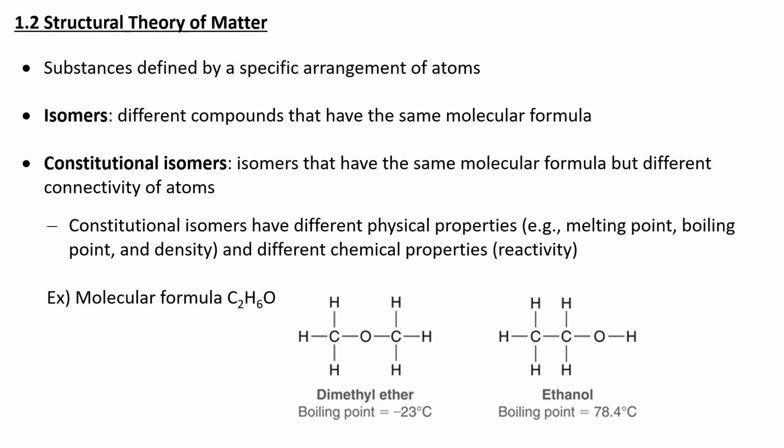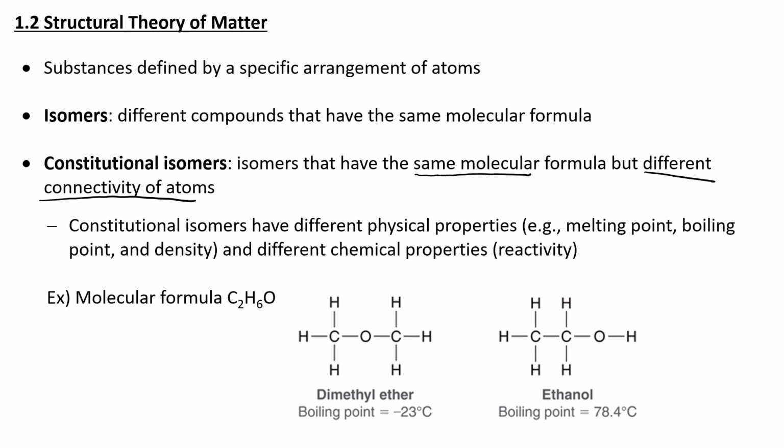A constitutional isomer, they're simply isomers that have the same formula but a different connectivity of the atoms. Constitutional isomers have different properties such as melting point, boiling point, and density. Those are all physical properties, and they also behave differently in chemical reactions. So we say they have a different chemical reactivity. So the first skill is to be able to identify constitutional isomers, and we do that by looking at their formula and then the connectivity of the atoms.